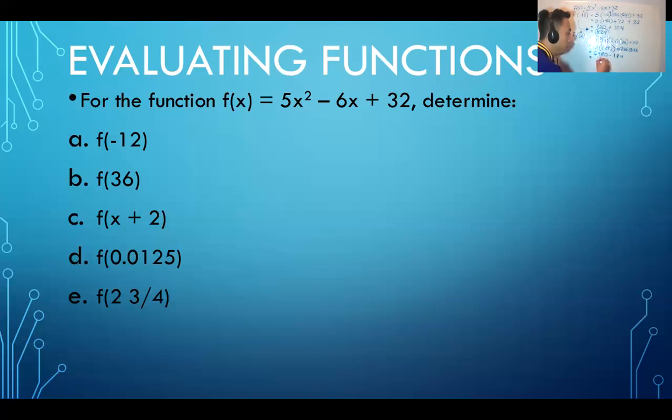This will become 2, and this will become 6. Okay? So the answer of this one, kasi hindi ako gumagamit ng calculator. Alam niyo yan. I'm not using calculator for this kind of solution. So the function of 36 is 6,296. Alright, so this is letter A and letter B.